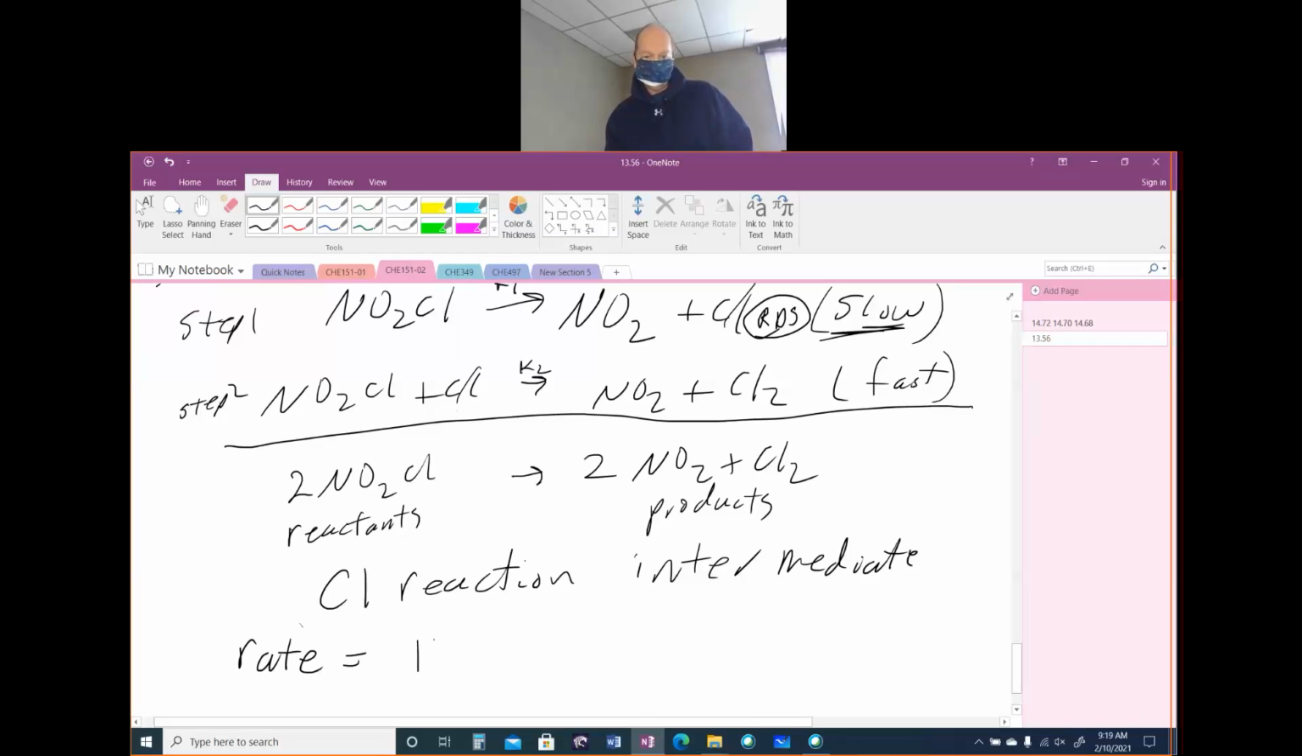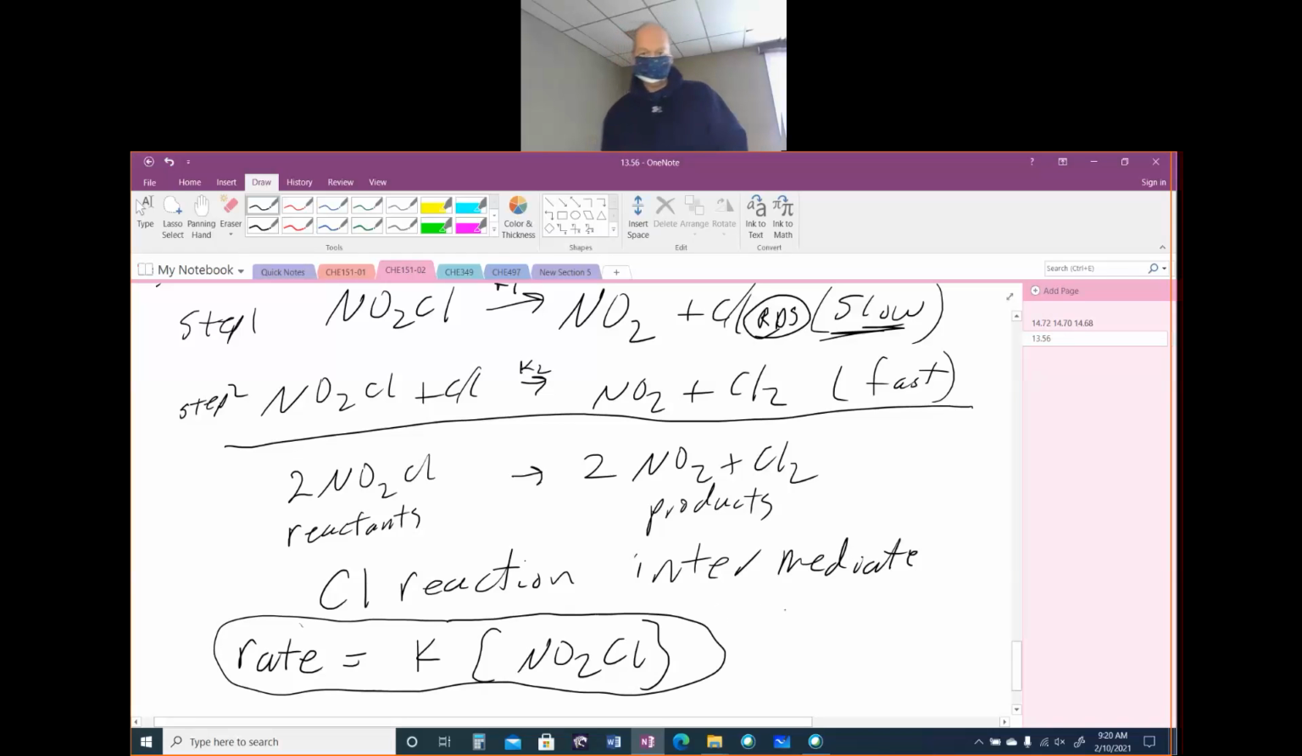So rate is equal to K, your concentration of NO2Cl. NO2Cl is a reactant, and that is your answer. Again, the hard ones are where it's the second step, where you have an intermediate in there, and then you have to do a substitution to get rid of it. All right, and so this one would be a very simple question. All right, and so it is first order with respect to NO2Cl, and that's the only thing that we have, and so it's also first order overall.